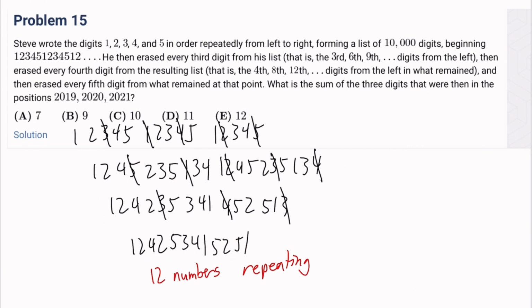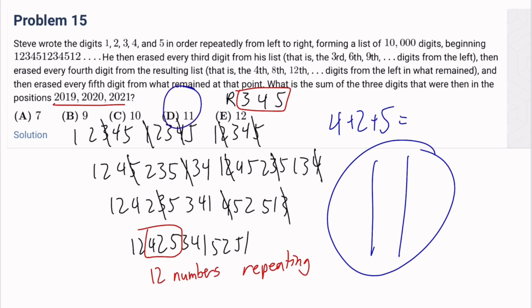And so if we do that, 2019 has a remainder of 3, then this one has a remainder of 4, then this one has a remainder of 5, right? So our remainders are 3, 4, and 5, and so we need to choose the third, fourth, and fifth number from this sequence. The third, fourth, and fifth are 4, 2, 5. So those are the 3 digits that are in these positions. If we add them, 4 plus 2 plus 5 equals 11. So the answer is 11, it's D.